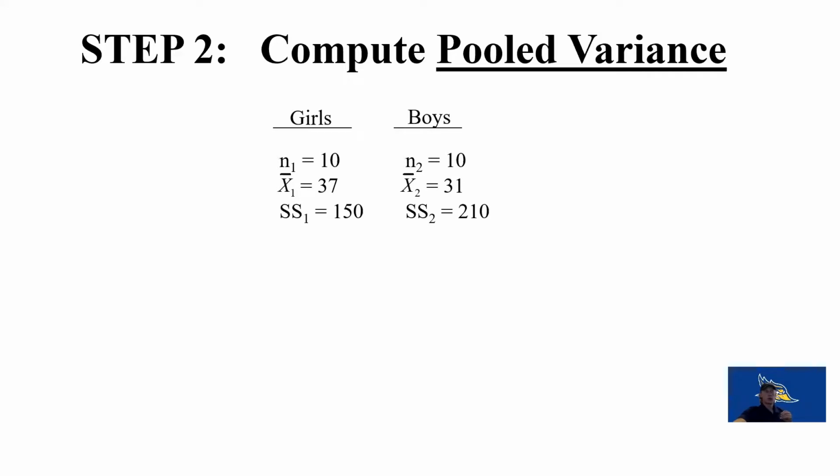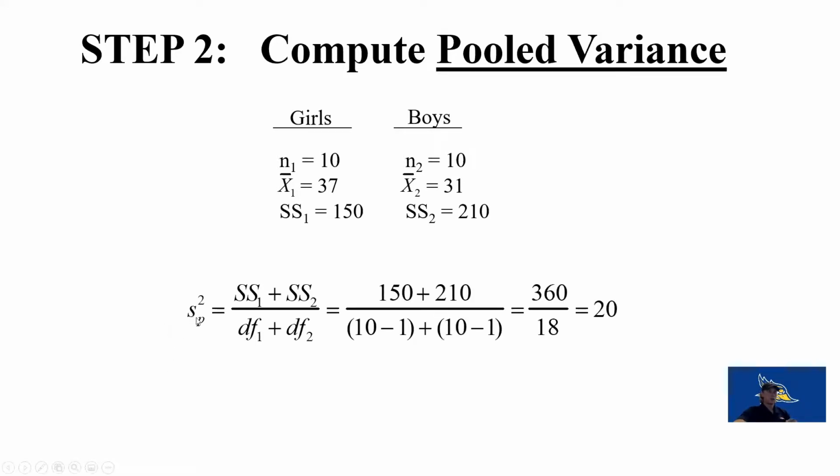Okay, now we have to compute the pooled variance. Okay, the pooled variance comes from the sum of squares summed together and the degrees of freedom summed together. So we take our sum of squares, add them together, we get 360, and our degrees of freedom add together to 18. That gives us a pooled variance of 20.